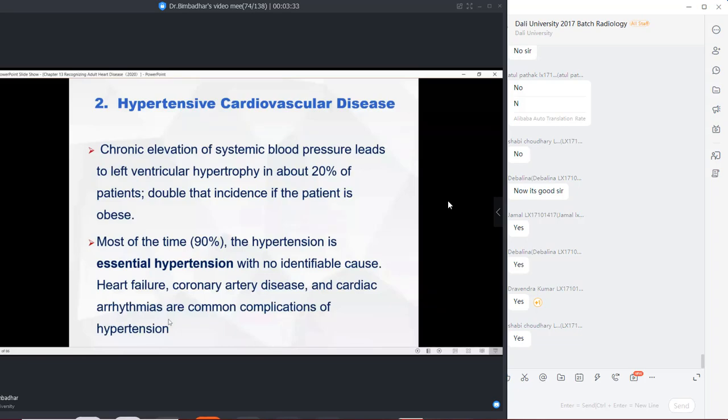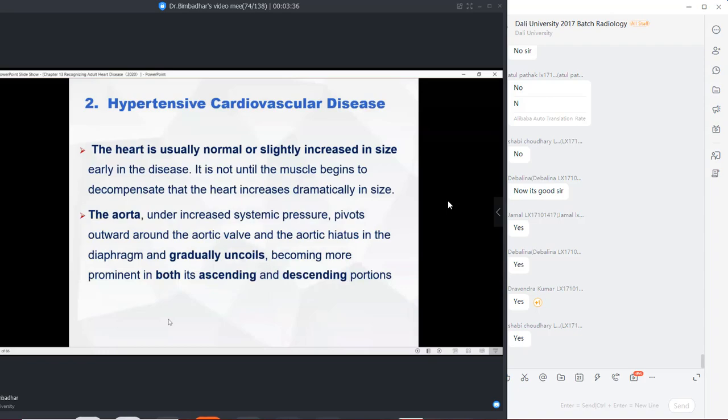All right. Okay. Now, what happens if there is an increased cardiac tension? Hypertension, what happens is that the heart size is generally normal or sometimes slightly increased in the early stages of the disease, until the heart muscle begins to decompensate for the increase in the demands of the blood. Okay, but what is the direct organ that is related to the pumping out of the blood? What is the organ that is directly related to the pumping of the blood?